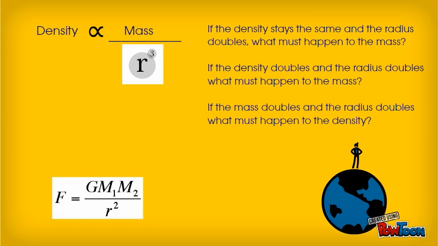What about the second scenario? If the density doubles and the radius also doubles, what must happen to the mass? And finally, if the mass doubles and the radius doubles, what must happen to the density? And when you've thought about those scenarios and got your answers, that's the end of this part of gravitation.